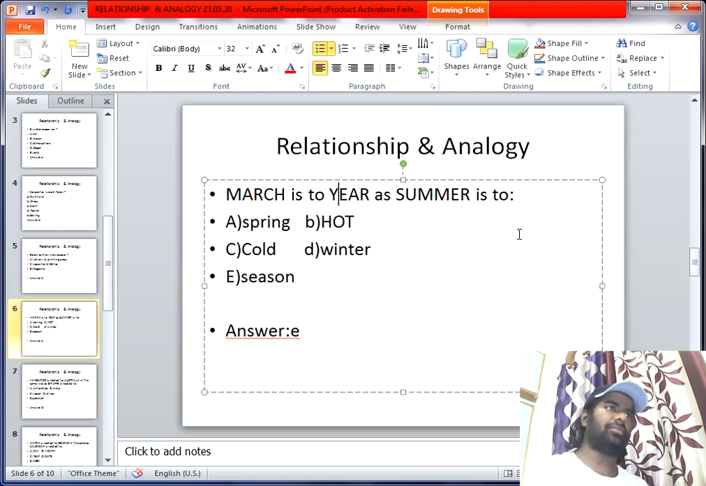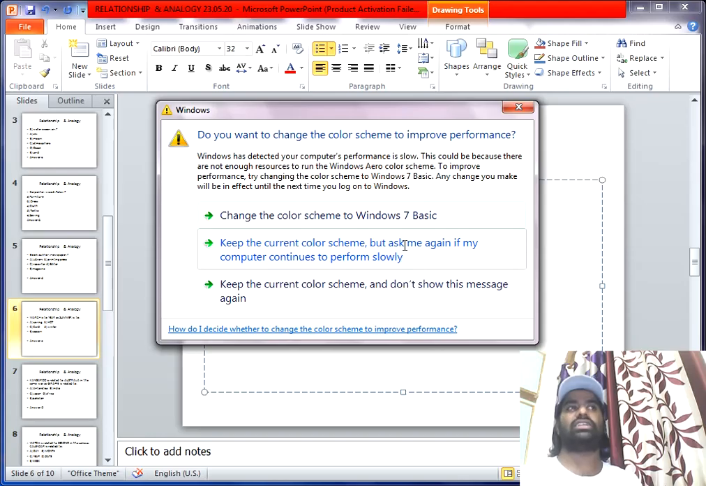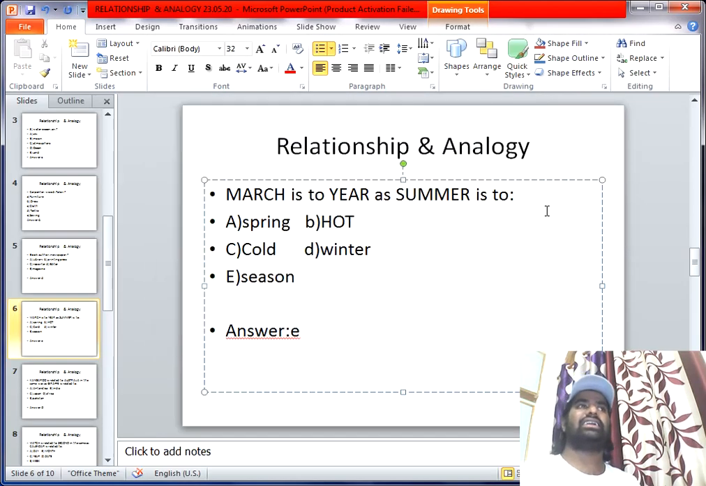So March is to year, meaning in a year March will be one of the months, right? So summer will come, it is one of the seasons. It comes as one part of the seasons, right? So the answer will be season. I beg your pardon, because I have left out a letter, so you guys might have got it confused or something like that.